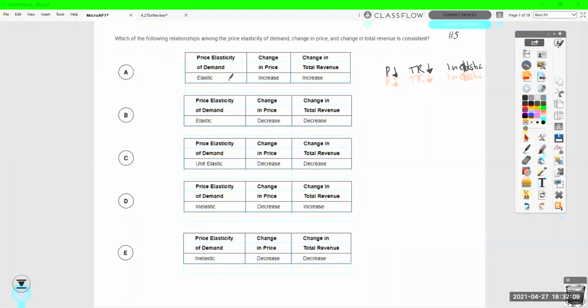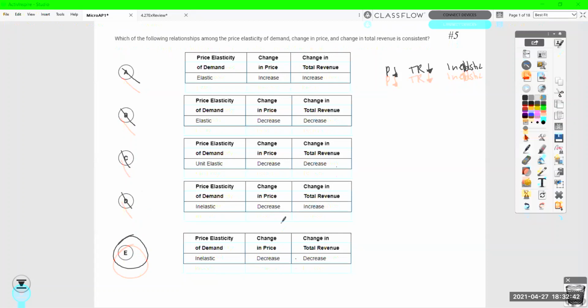So if I see elastic here and increase here, I've got to see the price going down. So it can't be elastic. This price does decrease, but that should have been increase. So we're going to go there. Unit, I should see no change, so that's going to be eliminated. Inelastic is falling right into what I had right here. And it said when the price decreases, the total revenue should decrease. So this is not going to work. And E is going to be correct.